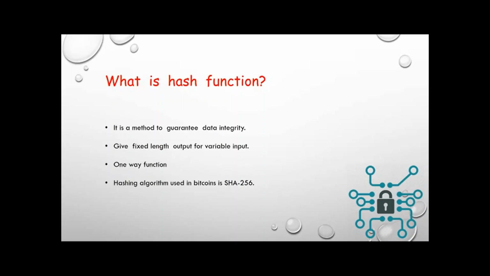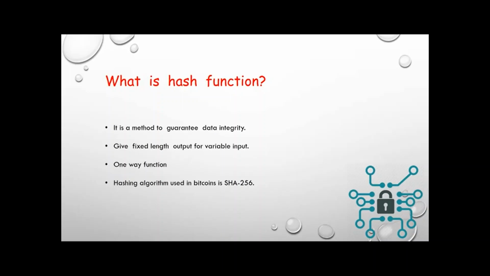So a hash function is a one-way function in which you provide any variable length input. It could be a single letter A, or it could be a file of 25 to 50 GB, anything you want, and it would always give a fixed length output. Now that fixed length output is uniquely related to that particular file we are hashing.